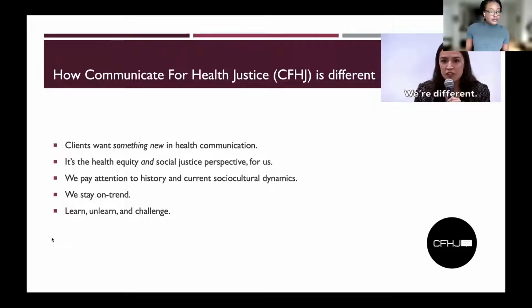And then, as I mentioned, we do pay attention to the history of injustices in health, as well as current sociocultural dynamics. Any major movement that you see, a lot of times they do happen to be led by millennials. And any of those movements, I will highlight them, and I will try to draw connections between those movements and health communication. So there are always connections. We just have to be willing and interested in looking for those connections. And then in addition, staying on trend is very important. You don't ever want to fall by the wayside.